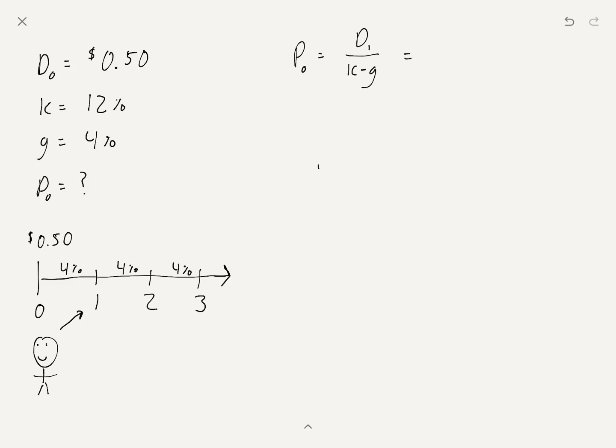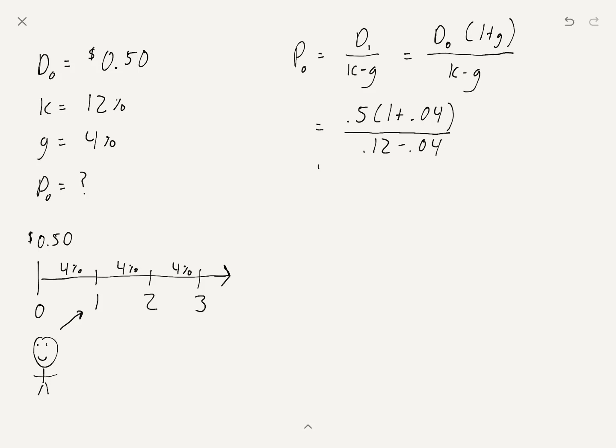Grow the dividend that was just paid by one period. Divide by the difference between the discount rate and the growth rate. The present value of all future dividends is $6.50.